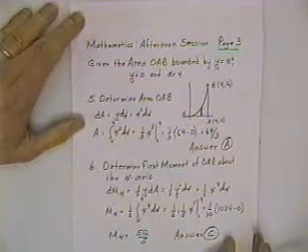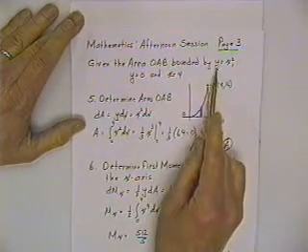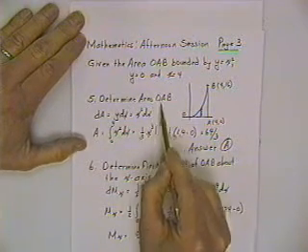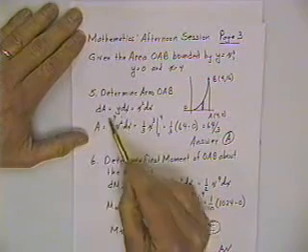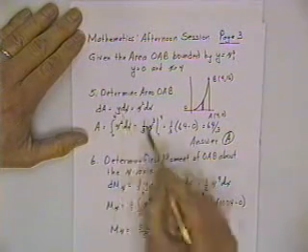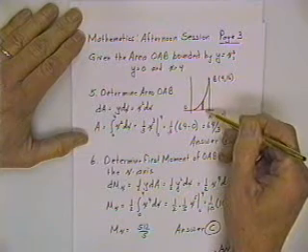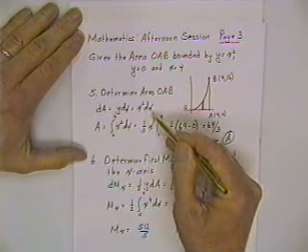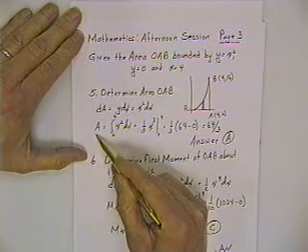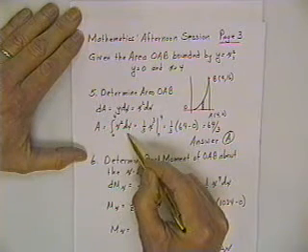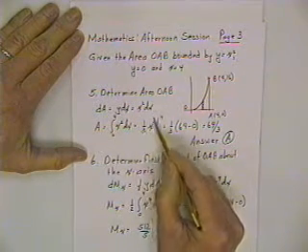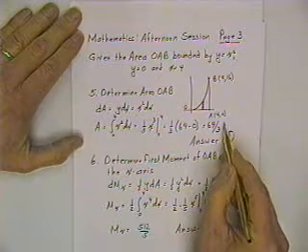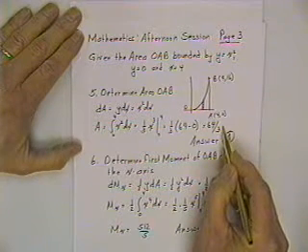I've redrawn it here. Given the area OAB bounded by y equals x squared, y equals 0, and x equals 4, determine the area AOB. Well, we set up a differential area y dx. We set up our differential element this way, and we know that y is equal to x squared. So we can find the area by integrating from 0 to 4 x squared dx. And that gives us x to the third power divided by 3, evaluated between 0 and 4, and we get an area of 64 divided by 3.